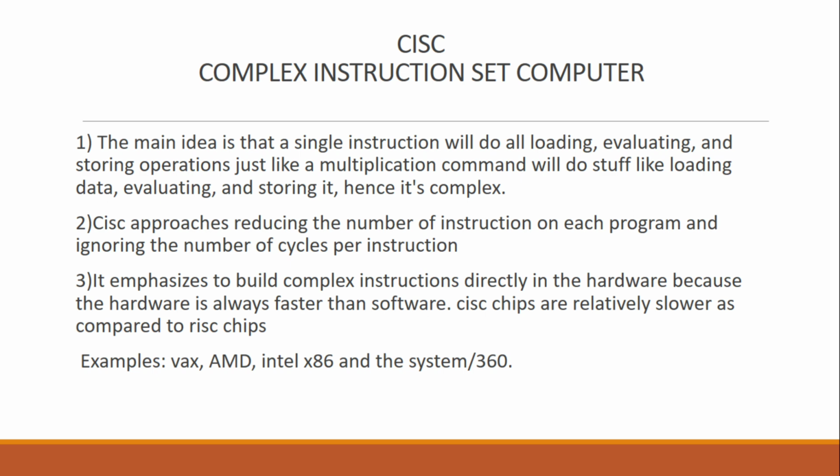CISC approaches reducing the number of instructions in each program and ignoring the number of cycles per instruction. It emphasizes building complex instructions directly in the hardware because hardware is always faster than software. CISC chips are relatively slower as compared to RISC chips. Examples: VAX, AMD, Intel x86 and the System/360.